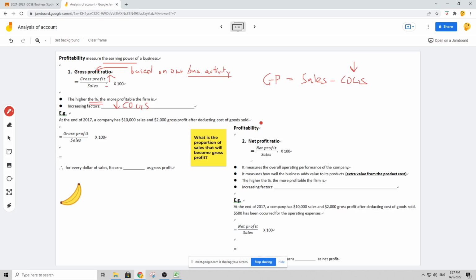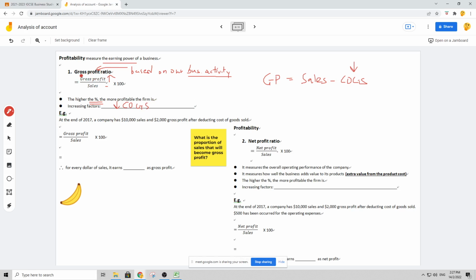Okay, so if you can get your booklet at your desk, then we can start from here. Okay, all right. So guys, I hope you still remember what this is all about.